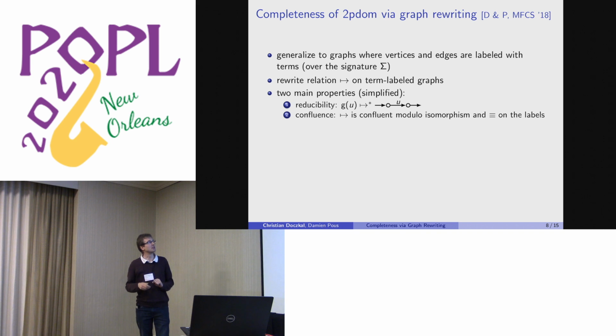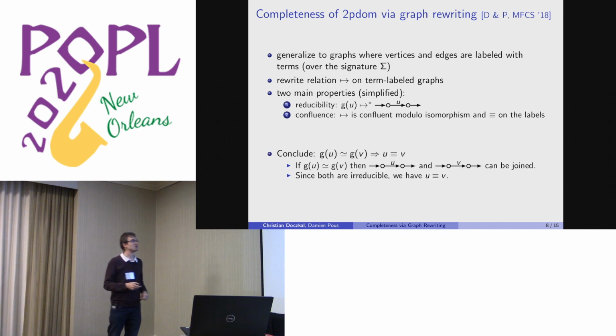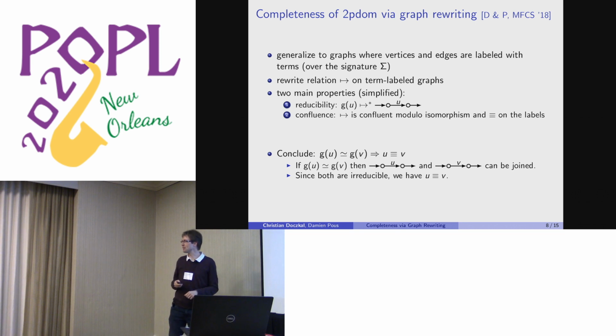And then actually you need two main properties. One is reducibility. This says if you start from the graph of a term, the rewrite system actually allows you to reduce that term to an atomic graph that is labeled with that term. I'm glossing over a few details here. And the other thing is you show that this rewrite system is confluent modulo both graph isomorphism and equivalence on the labels.